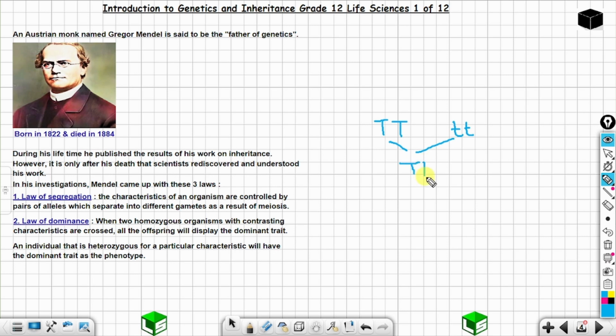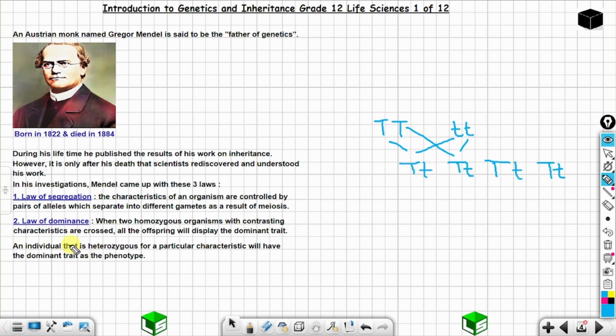You're going to have this and this, and so on. You're going to have 4 of them. The result is 4 offspring. They all have the dominant trait. They are all tall. The recessive allele is not expressed when the dominant allele is present. So all the offspring will display the dominant trait. They are all going to be tall.